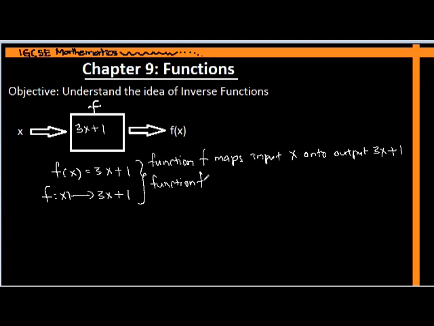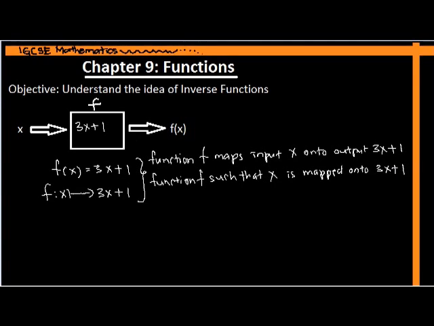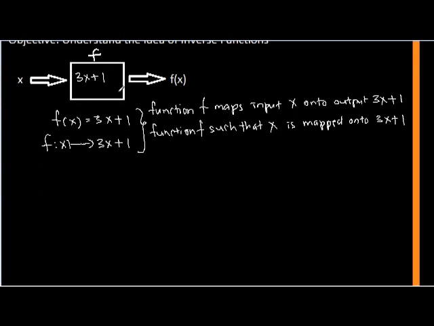function f such that x is mapped onto 3x plus 1. Now, refer to the above function. It consists of two simpler functions. So, visualize the two simpler functions as two machines.